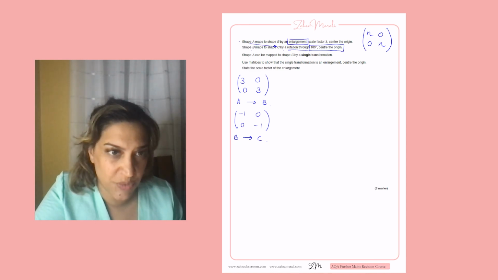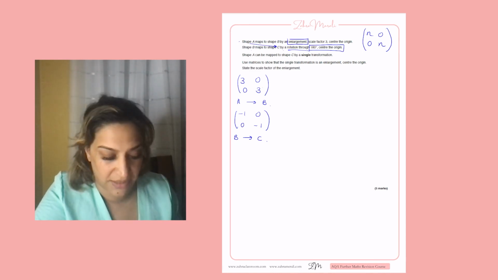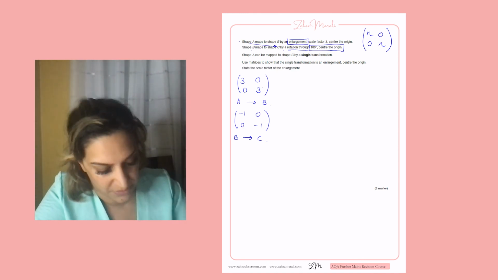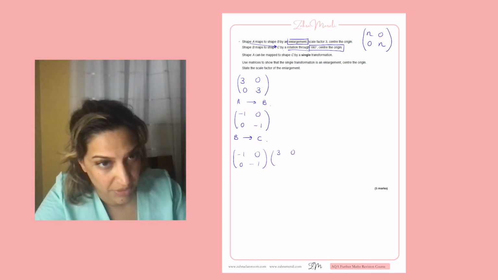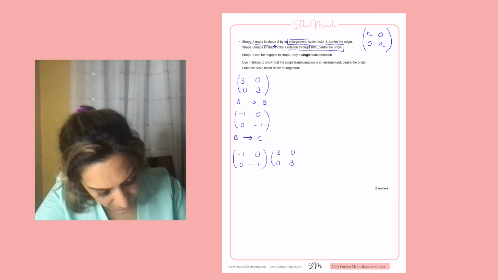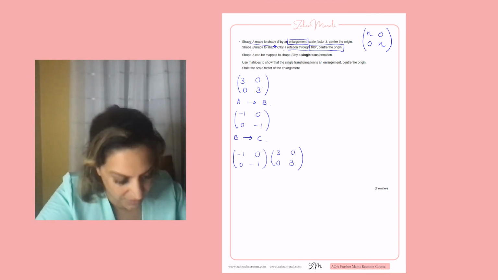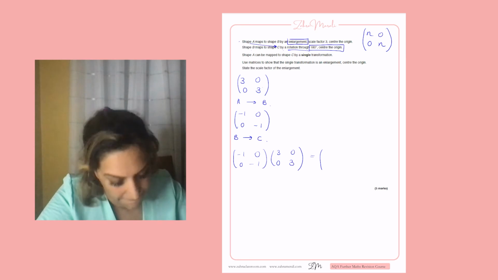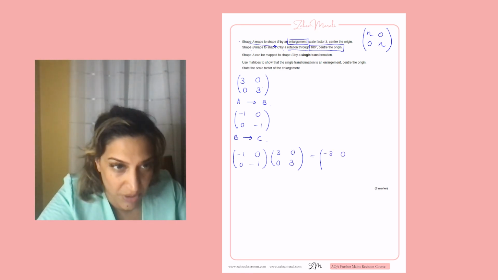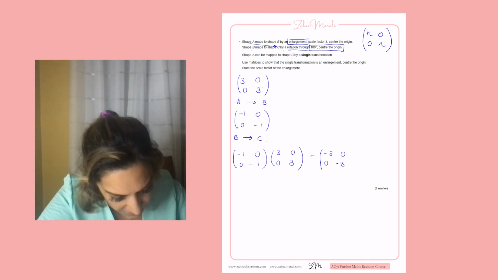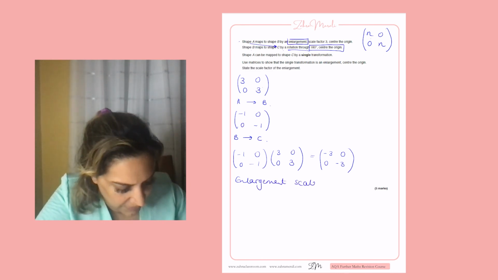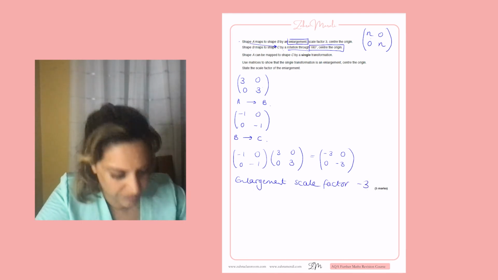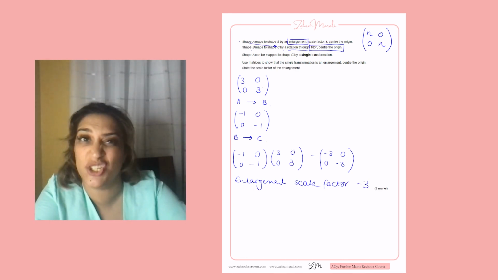So what we want to do is multiply these together. Remember, it's the second one and then the first one: -1, 0, 0, -1 times 3, 0, 0, 3. When we multiply them together, we're going to get -3, 0, 0, -3, which is an enlargement scale factor -3. Right, and that would be sufficient to prove that.